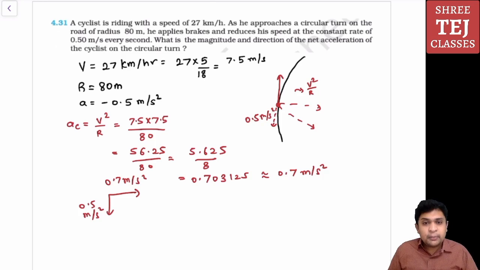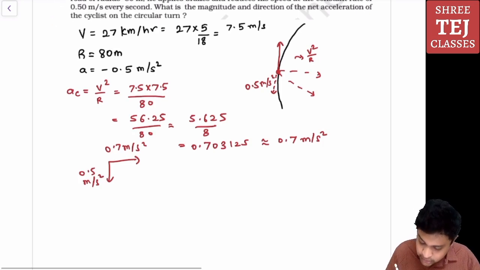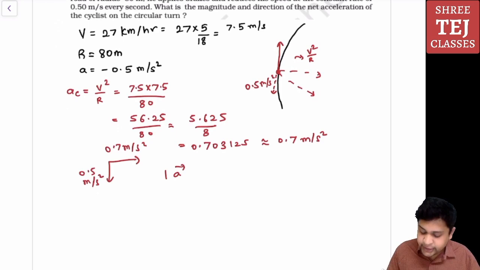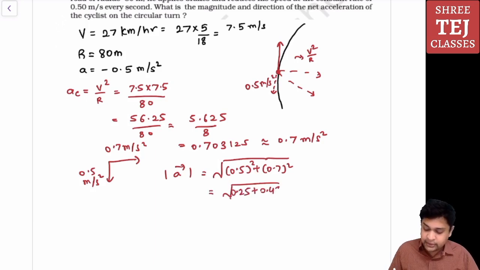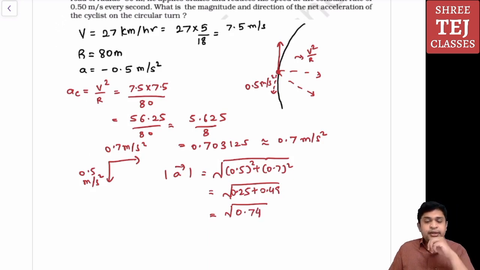So the acceleration's magnitude would be under square root 0.5 square plus 0.7 square. So it is under square root 0.25 plus 0.49. So this would be under square root 0.74 meter per second square. That would be the magnitude of the acceleration of the cyclist.